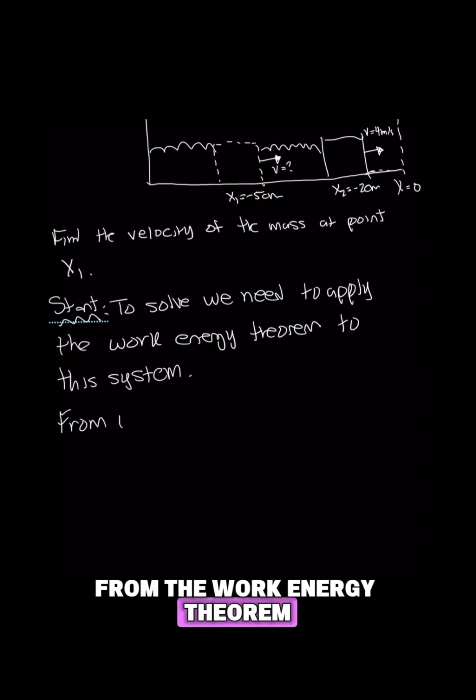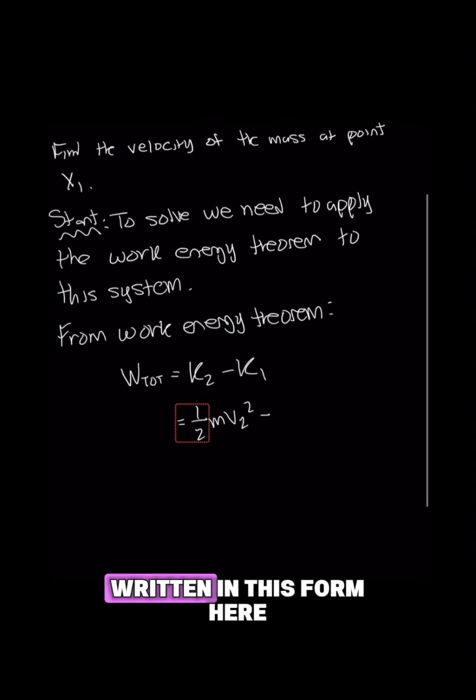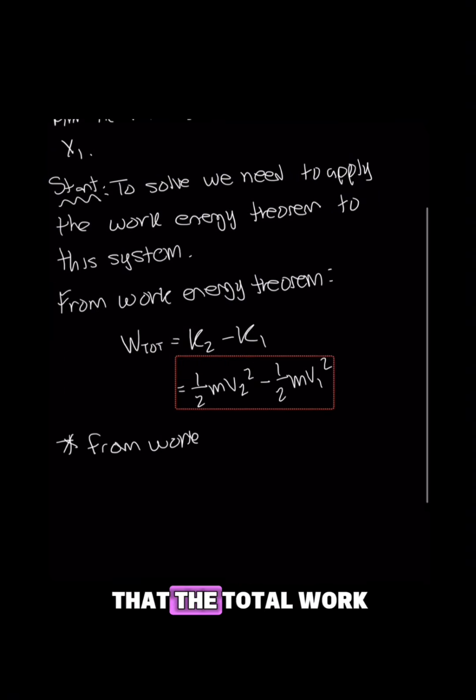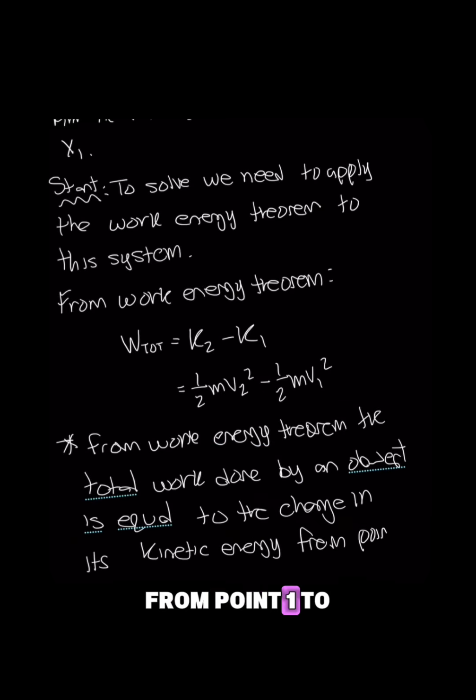From the work-energy theorem, we know that the total work is going to be equal to K2 minus K1, which can also be written in this form here. And the theorem states that the total work done by an object is equal to the change in its kinetic energy from point 1 to point 2.